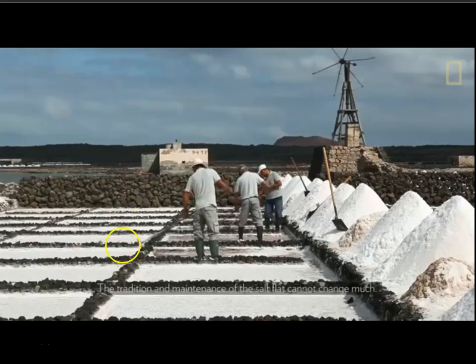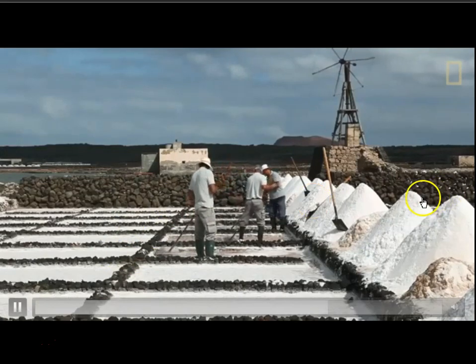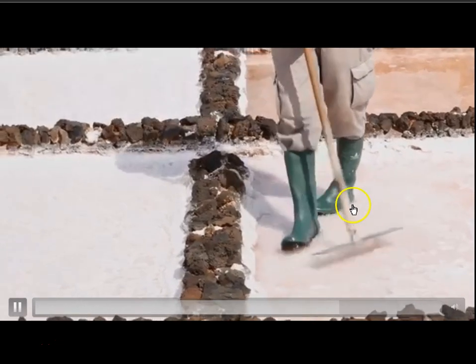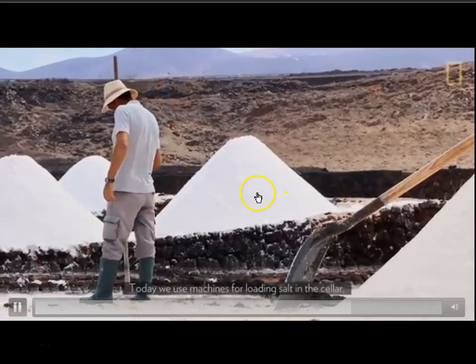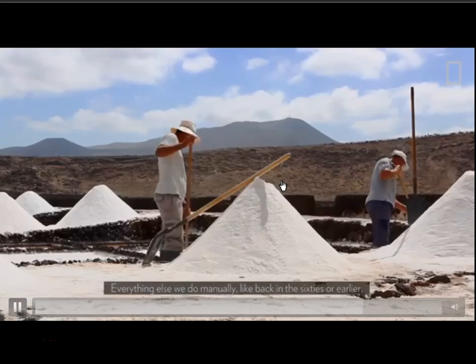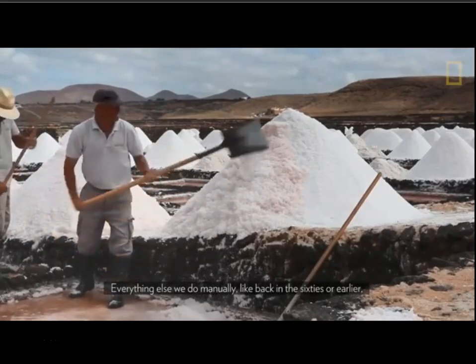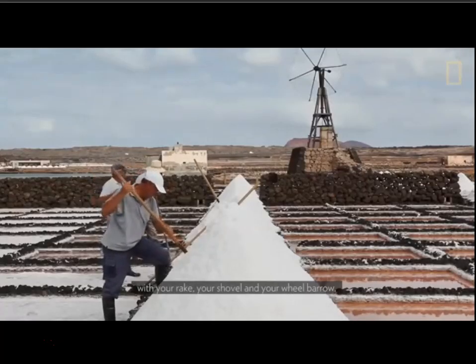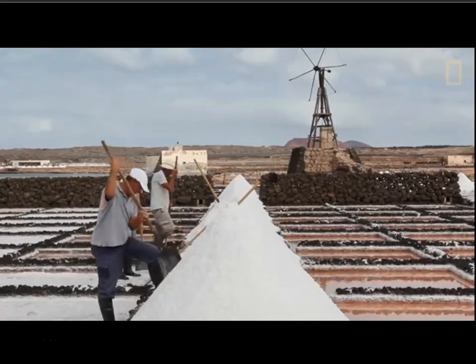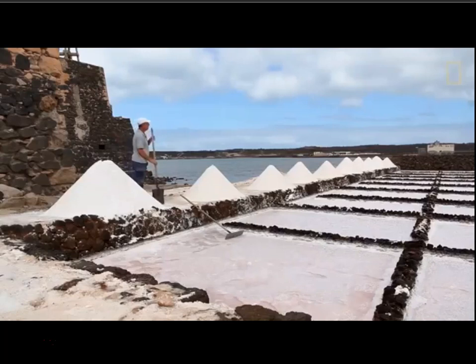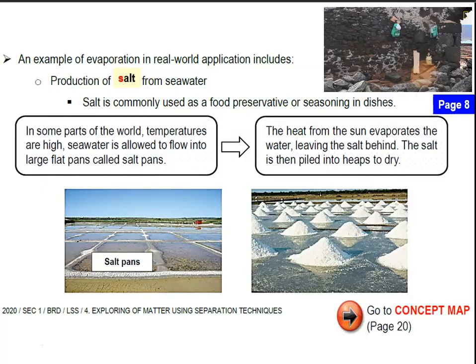So these are your salt pans. You see how squarish they are? At the side here will be your heaps of salt. Look at the color of salt. So now they are collecting the salt, but it's still a little bit dirty, yeah? So it needs to be treated first and further dried to be safely eaten and packaged. So you saw basically how evaporation can be used in companies that make salt.